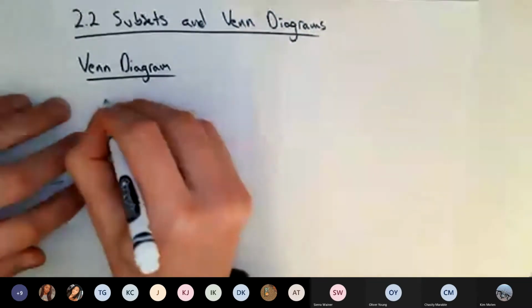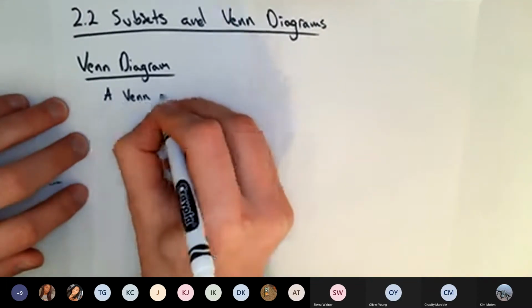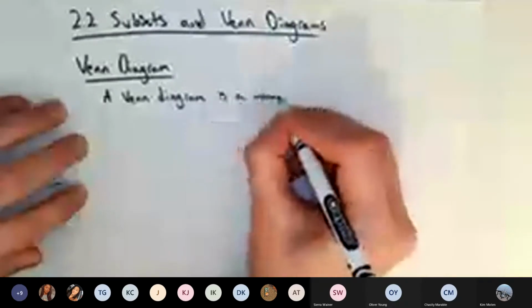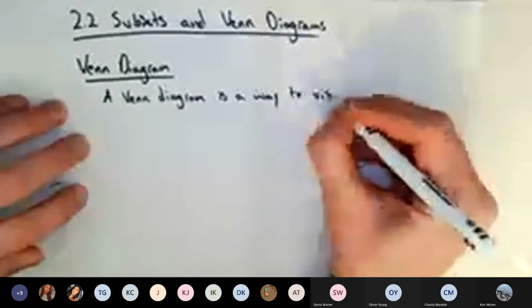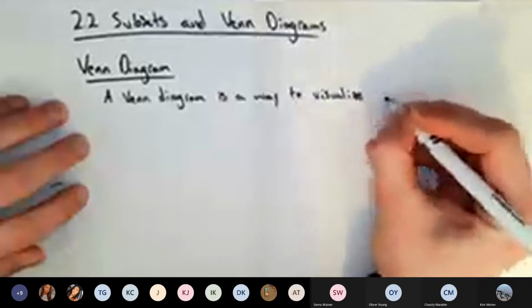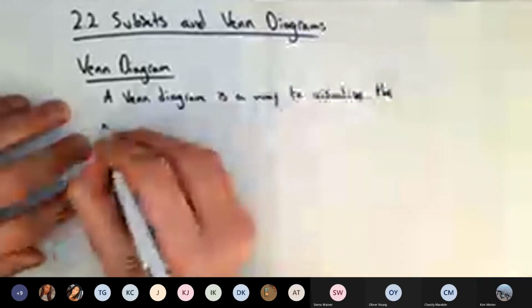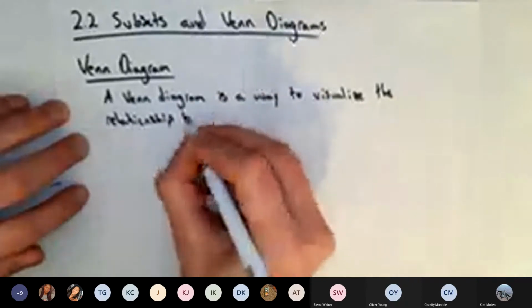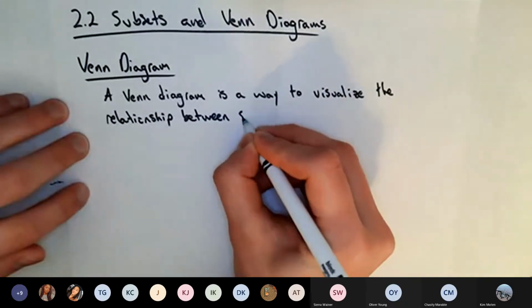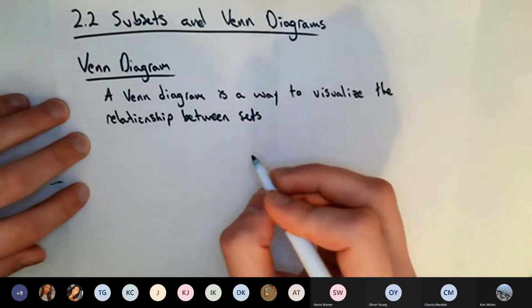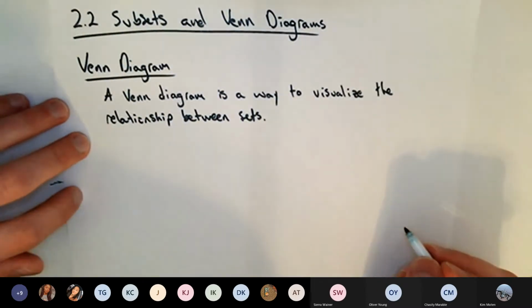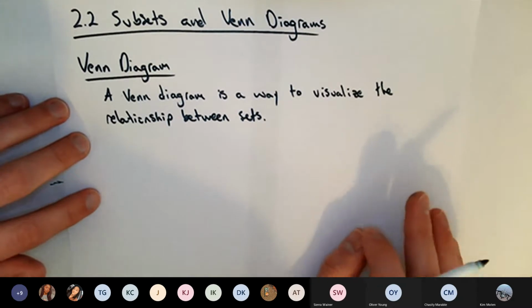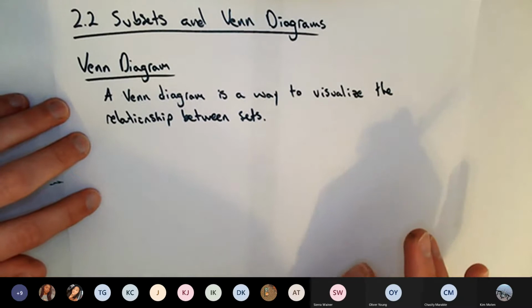A Venn diagram is a way to visualize some relationship, let's say the relationship between sets. The sets are represented by circles or ovals, and the universal set is represented by a rectangle.